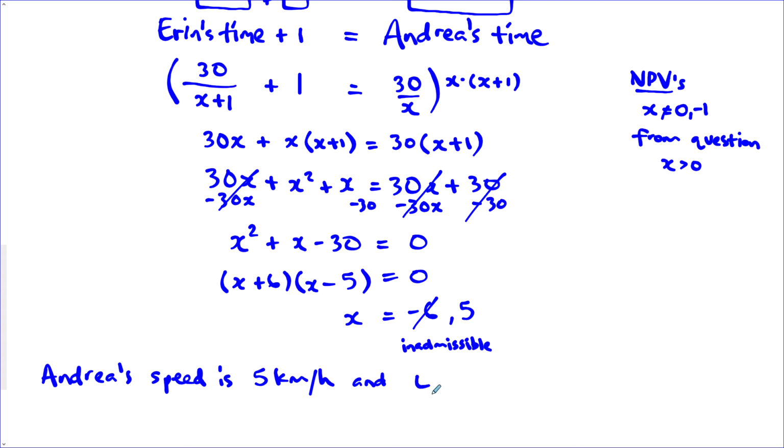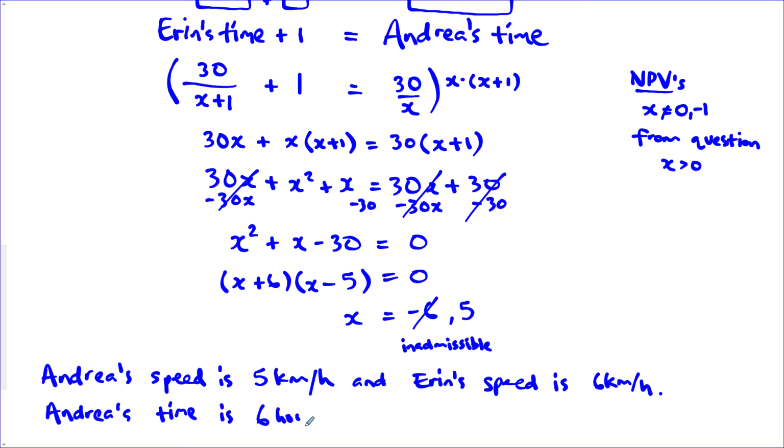And Erin's speed is 1 more. She was 1 kilometer per hour faster. So hers would be 6 kilometers per hour. Now the question also said how long. So we also need to solve for the length of time. Andrea's time is 6 hours. And Erin's is 5.